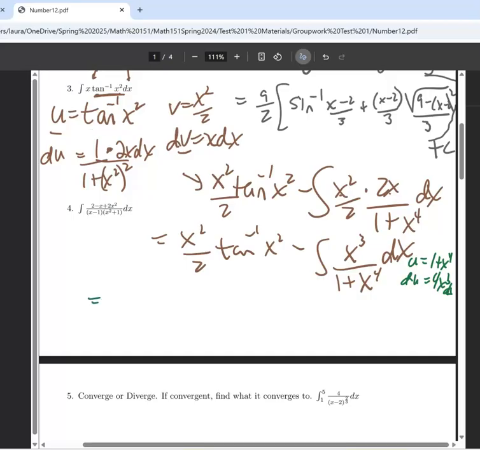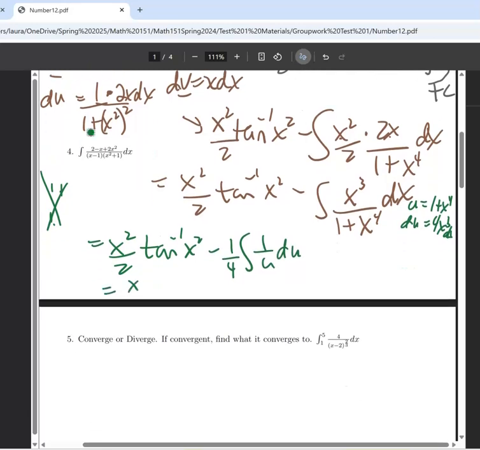So again, make sure you carry everything along. No little dashy things, right? Not every line. Don't be doing that. So then I get a positive, or this negative carries along 1/4 1 over u du, and then let's see if I can squeeze it in here. X squared over 2 arctan of x squared minus 1/4 ln of u, and I know u is 1 plus x to the 4th plus c.